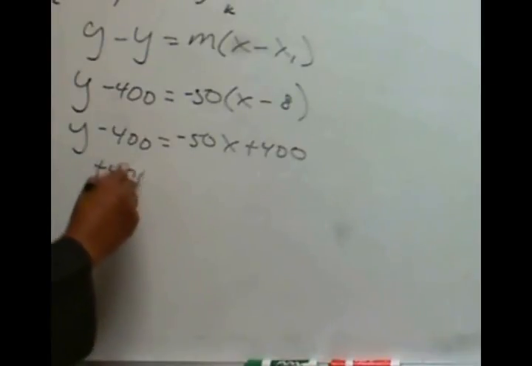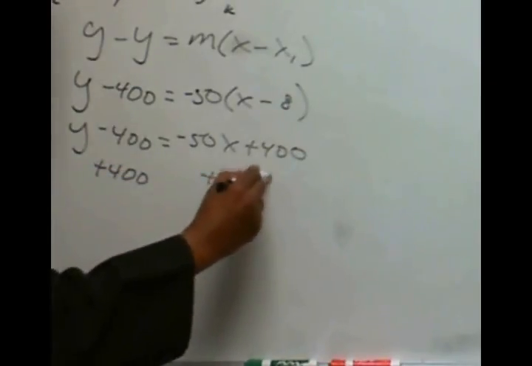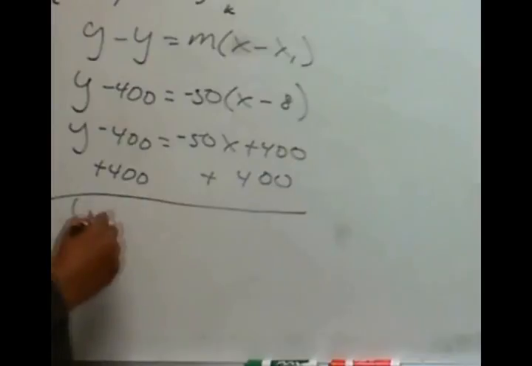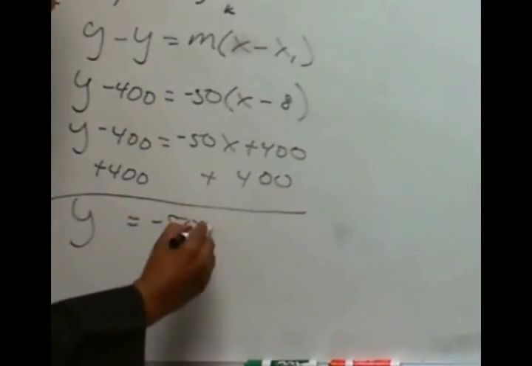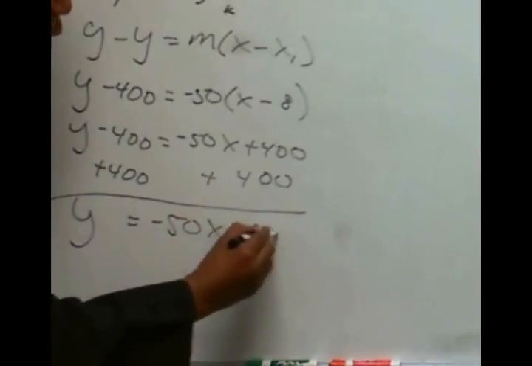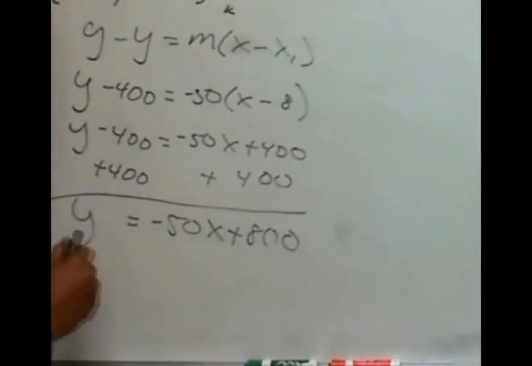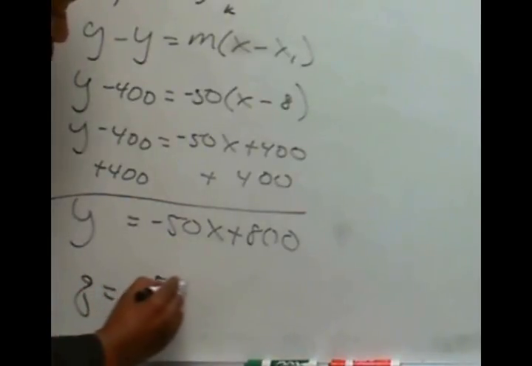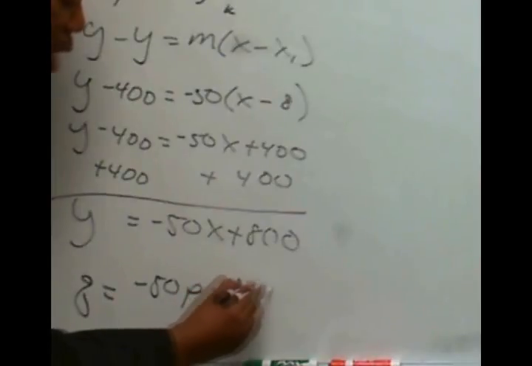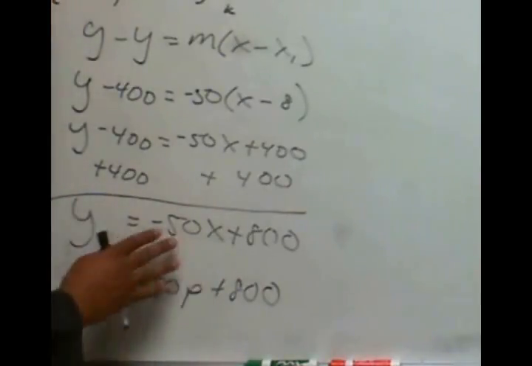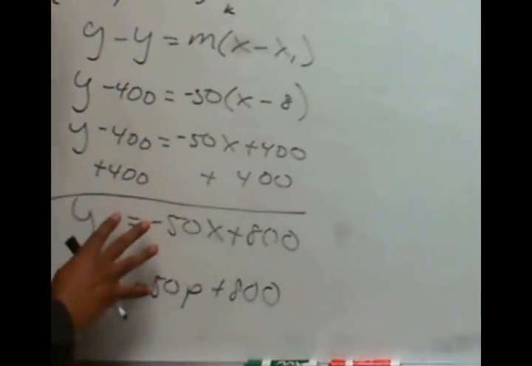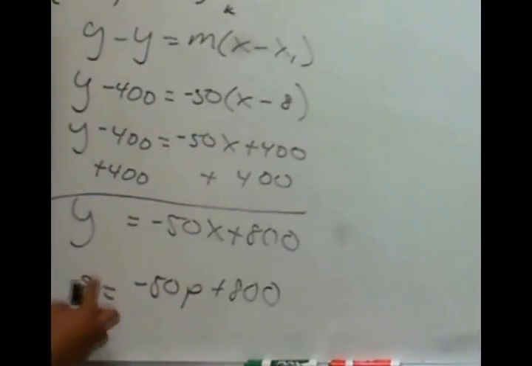Now add 400 to both sides, and I end up with y equals negative 50x plus 800. Now remember, all of this is the demand function, so I can write this as Q equals negative 50p plus 800. Okay, the x's and y's is just generic algebra, and the p's and q's is the business calculus that shows you what things stand for, what's the input and what's the output.